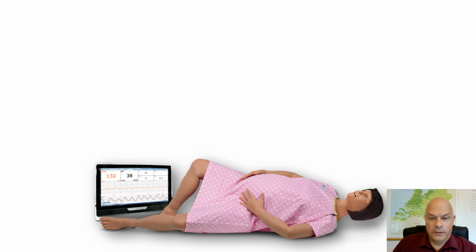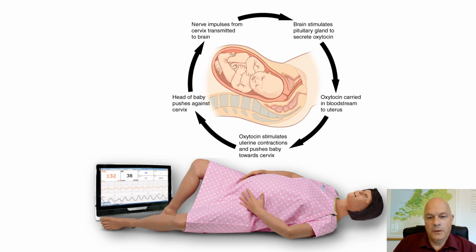When a woman goes into labor and delivery, it's actually the fetus inside the uterus starting to push on the cervix, and that sends signals to the brain and causes oxytocin release. Oxytocin gets into the bloodstream and then starts stimulating the contractions again.